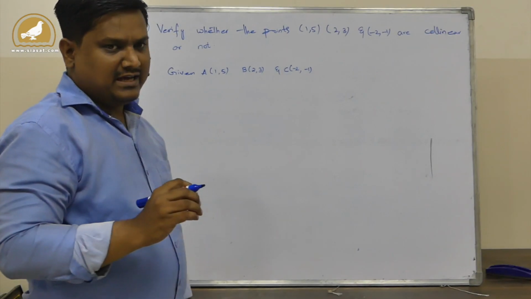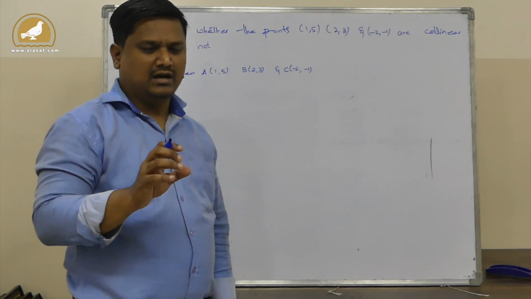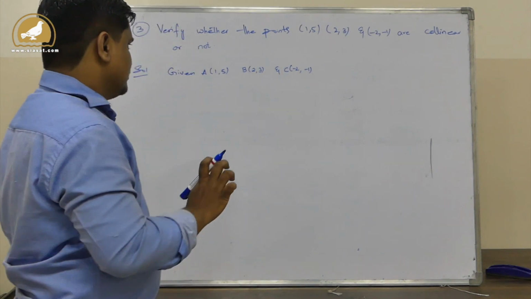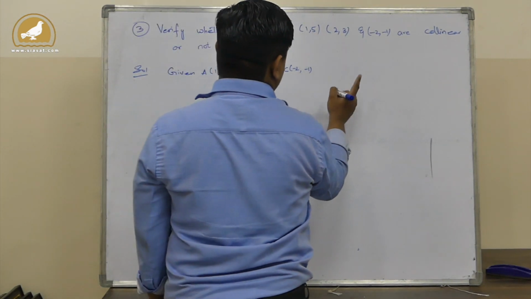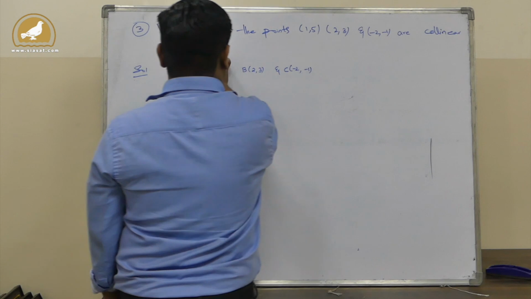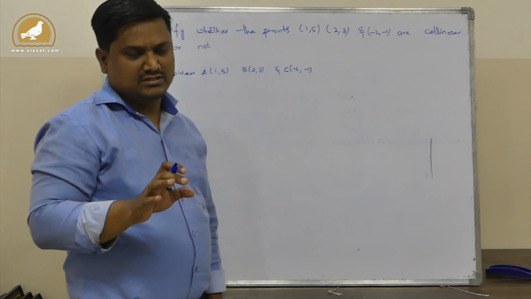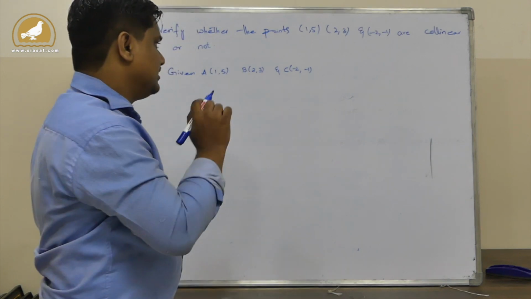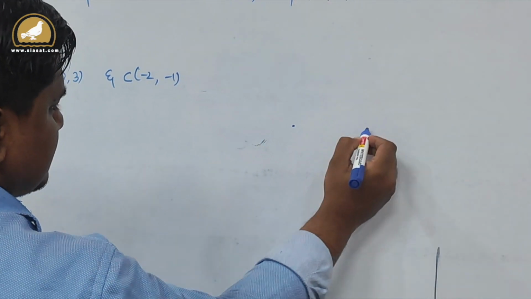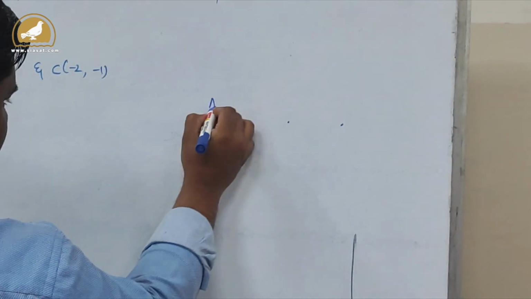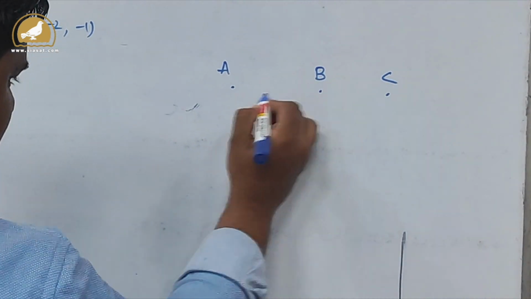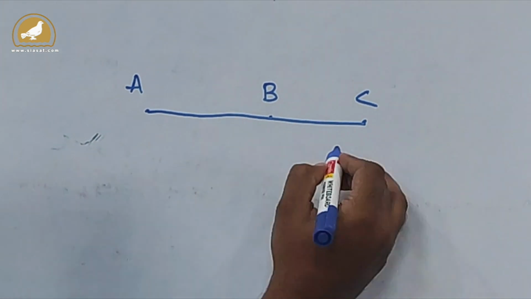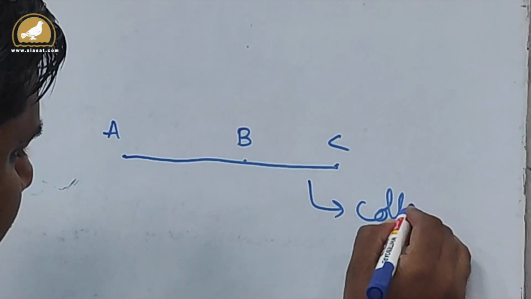If we join any 3 points, we can either get a triangle or a line. So it's asking us to find out whether it is collinear or not. In the first part of this exercise, we saw what collinear is. If 3 points A, B and C lie on the same line, then they are collinear.